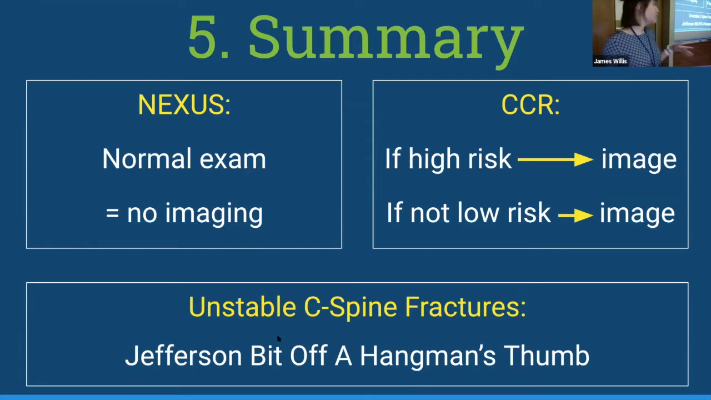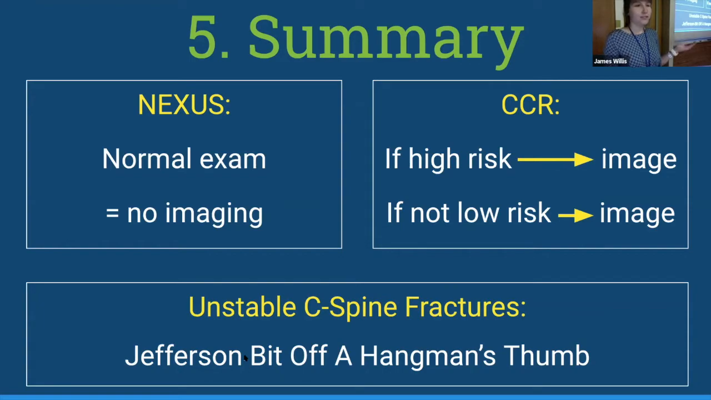Our second tool is the CCR, which you have to go through in a stepwise approach. It says if your patient is high risk, meaning they're over 65, it was a dangerous mechanism, or they have paresthesias, you need to image them. If they're not high risk, you go to step 2. You say, is my patient low risk, meaning, was it a simple rear-end MVC? Is my patient up and walking around?